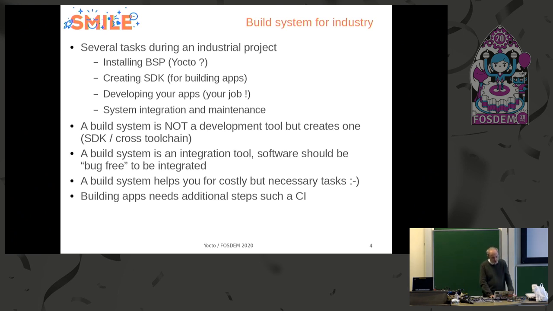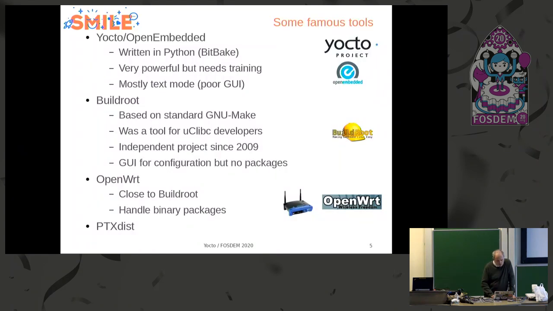And developing applications needs some additional steps, such as CI, to test packages and to test an image for complex systems. So the most common tools are Yocto, Buildroot, OpenWRT, PTXdist, etc. But Yocto is the most famous. Today, all the conferences spoke about Yocto, except the next one, which will speak about PTXdist. But there are lots of Yocto users around.